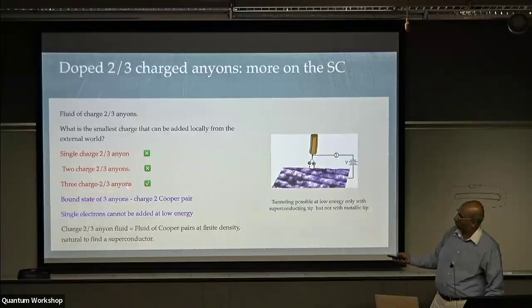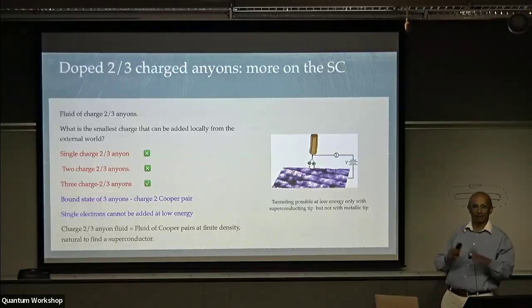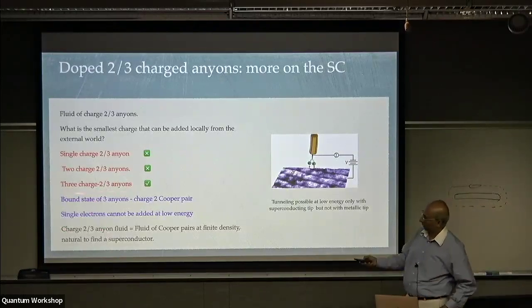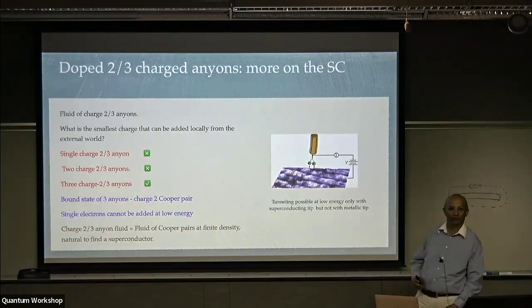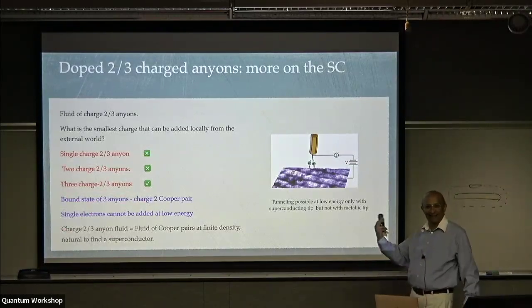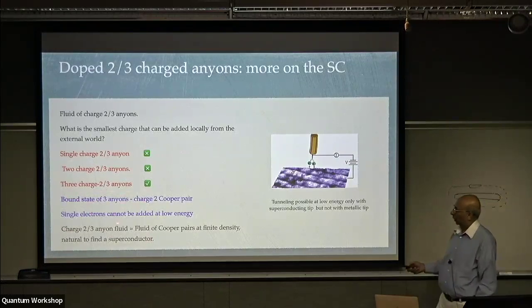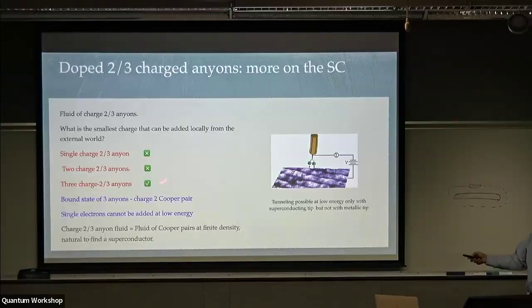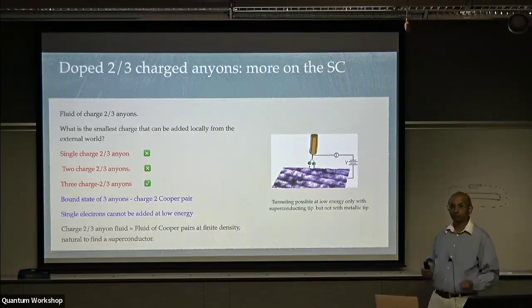But I can add three charge 2/3 anions. One can check that it doesn't braid with anything. It's a local object, and it has charge 2. So this bound state of three charge 2/3 anions is a charge 2 local object. I should call it a Cooper pair, right? It's the same particle as the Cooper pair. So I can tunnel charge 2 Cooper pairs into the system. Now, single electrons cannot be added at low energy, because from these charge 2/3 anions, I can never make a single electron by forming bound states, right?